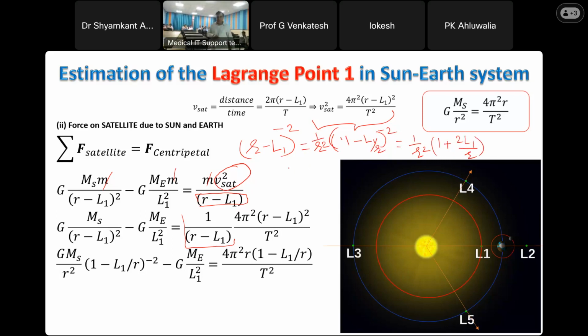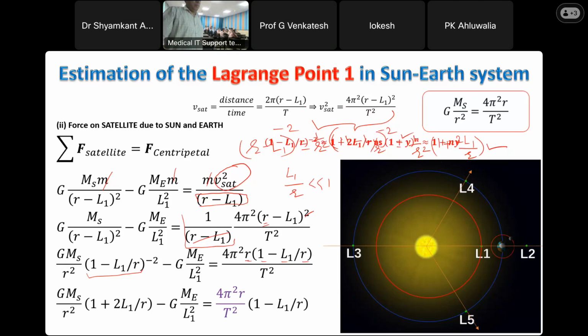for the condition that L1 upon r, that is the distance of the satellite from Earth to the distance of Sun from Earth, is a very small quantity. So for this we have made this approximation by binomial theorem, and we are going to substitute this value for this binomial expansion, and the rest things are as it is, except that we have cancelled 1 here with this one, and we have taken r common here, and inside we are left with 1 minus L1 upon r. So this is the little adjustment that we have done.